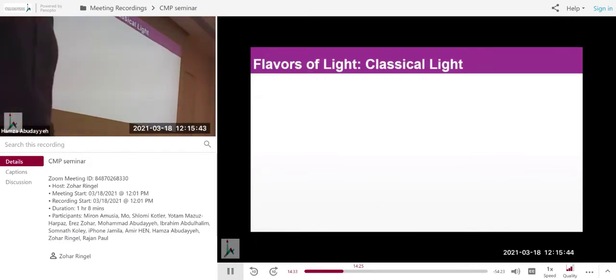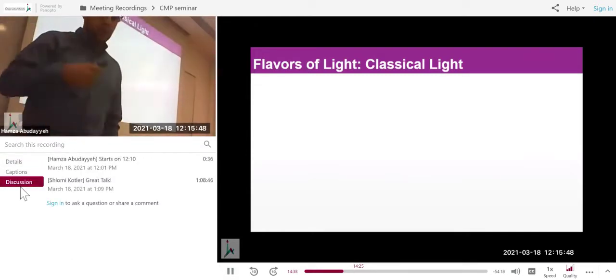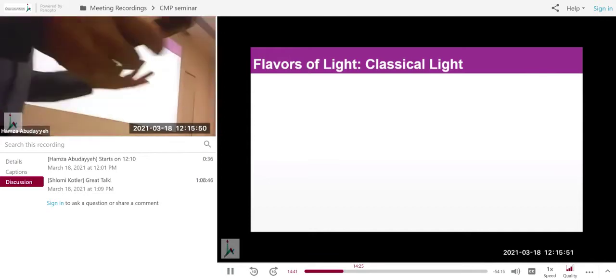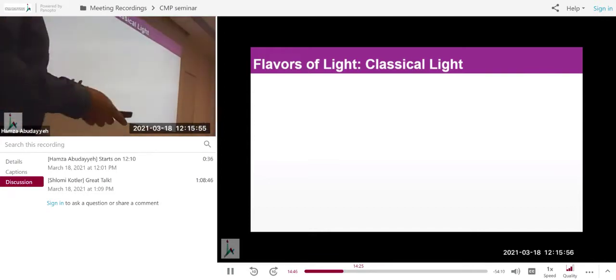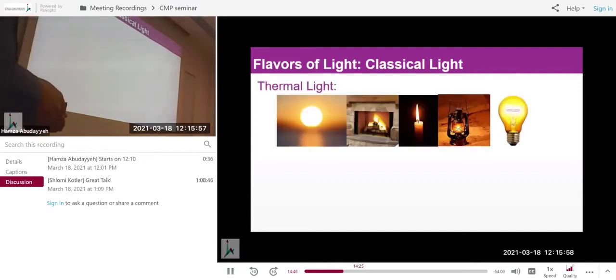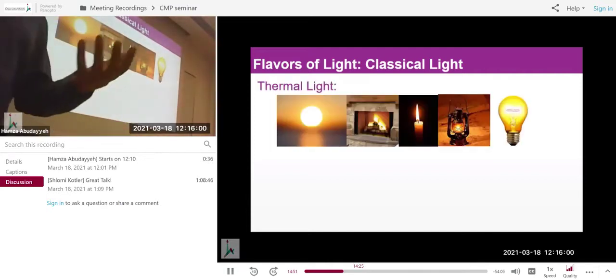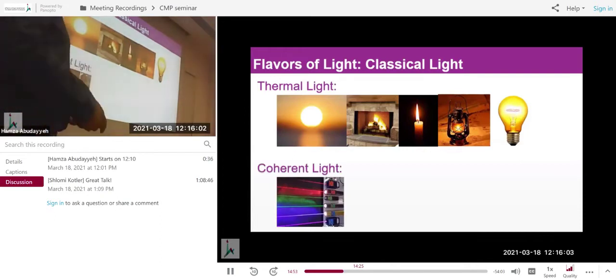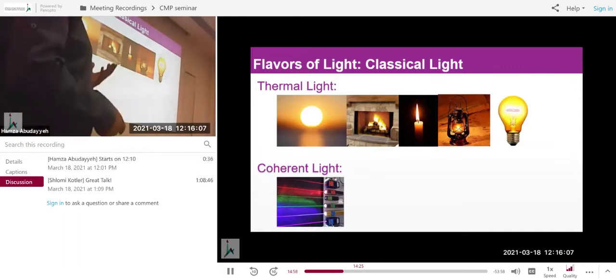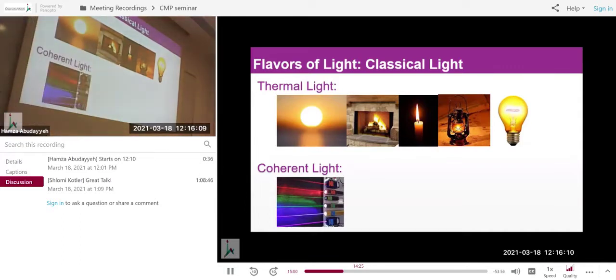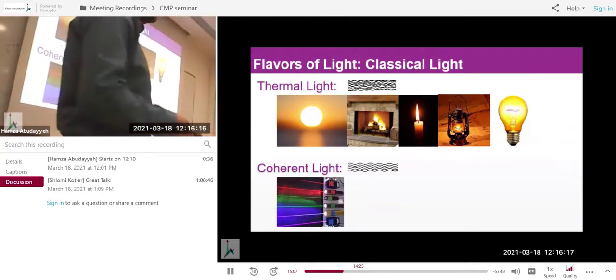Okay, so let's just talk a bit about what light is. We all know that light classically is described by classical electromagnetic theory. And there are many different flavors of light that we're used to seeing every day. For example, thermal light from the sun, from lamps, and so on. Also coherent light, lasers, and so on. And these can be described classically. The main difference between coherent light and thermal light is that coherent light is a coherent mixture of waves, whereas thermal light is completely incoherent.